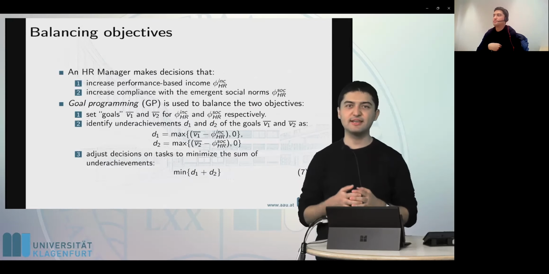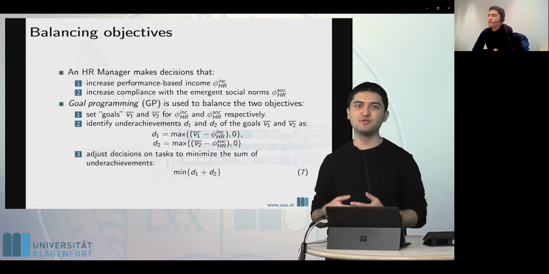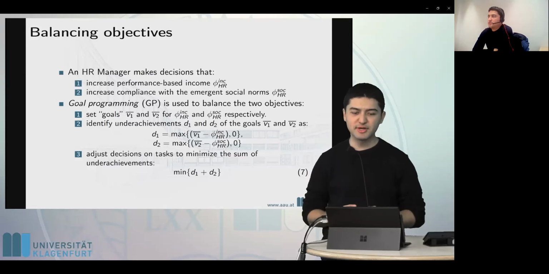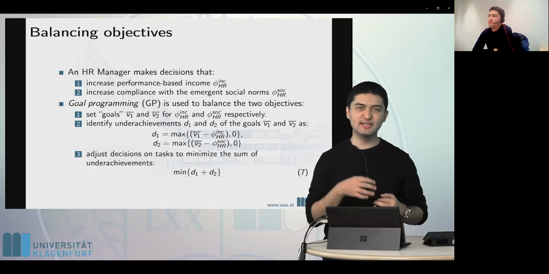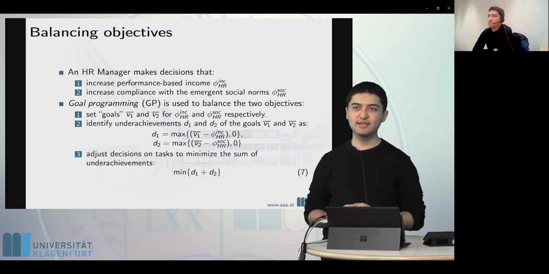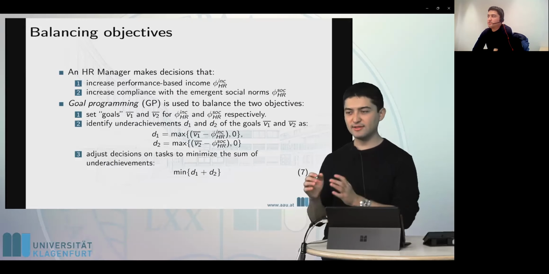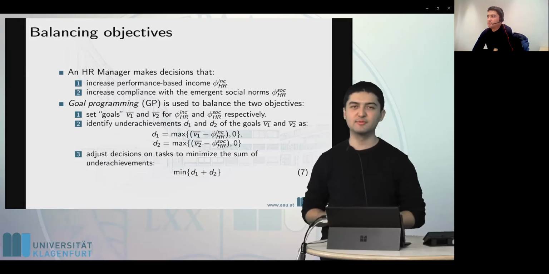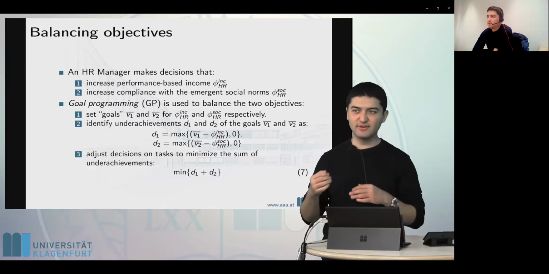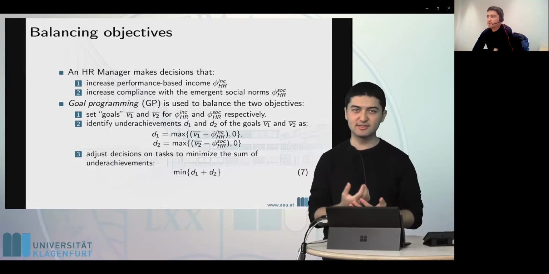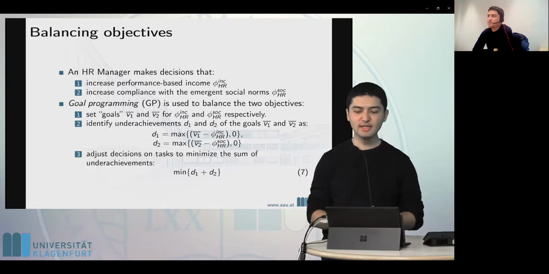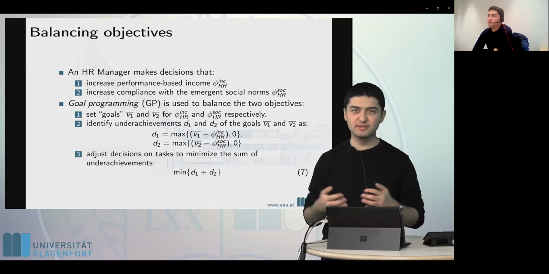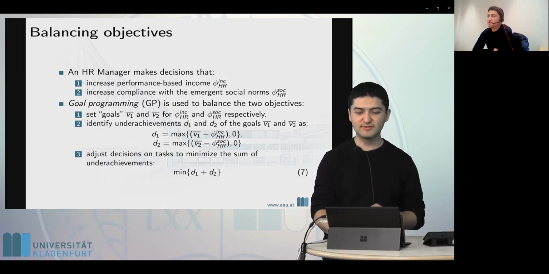Once agents have the income and the social norms, how do they balance these 2 objectives? They use a concept called goal programming, which works as follows. The agent sets goals for income and sets goals for social norm compliance, and calculates the underachievement of those goals as the difference between the goal and the actual achieved income or social norms compliance. If the goal is achieved, the value is 0. If the goal is not achieved, the value is positive. So agents want to minimize this sum of the underachievements. And if the goals are pretty low, the underachievement would always be 0, and vice versa.